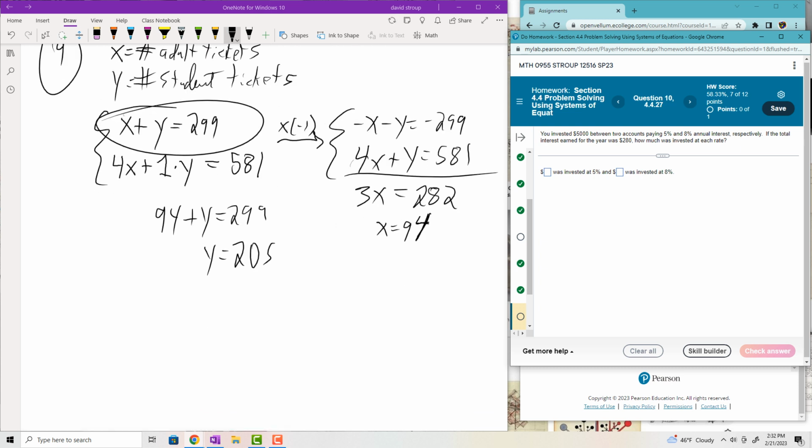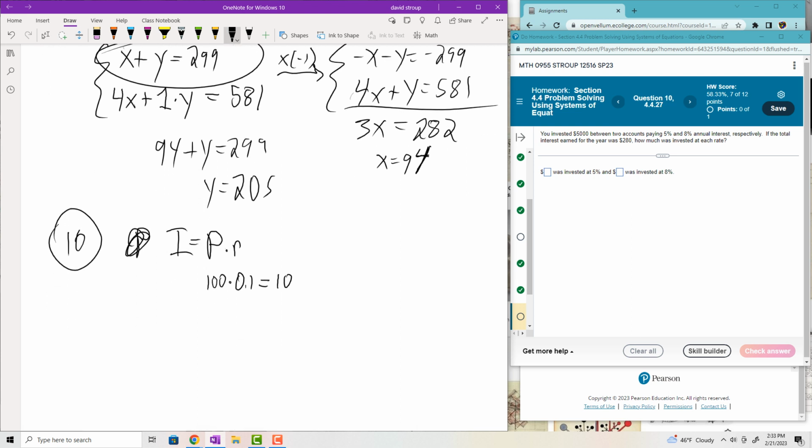So basically, there is a formula that goes along with it. The interest is equal to the amount invested, which is usually called P for principal, times the rate. And the rate is used as a decimal. So for instance, if you deposited $100 into an account that made 10% interest, then the amount of interest you would get over a year would be $10. So we've got to use that idea in conjunction with the information given.